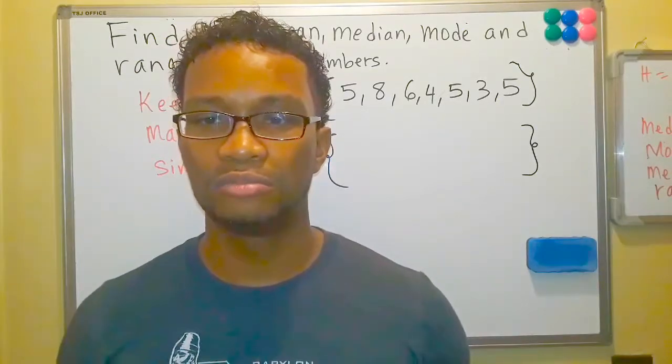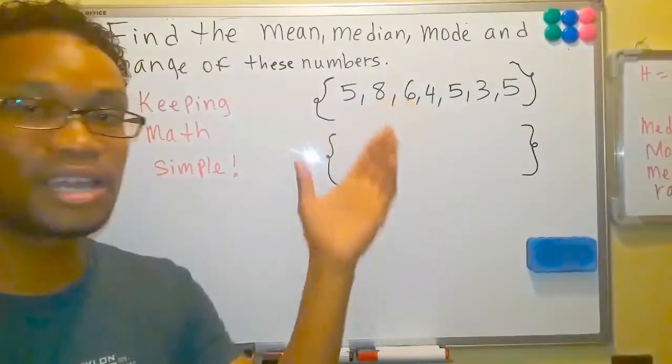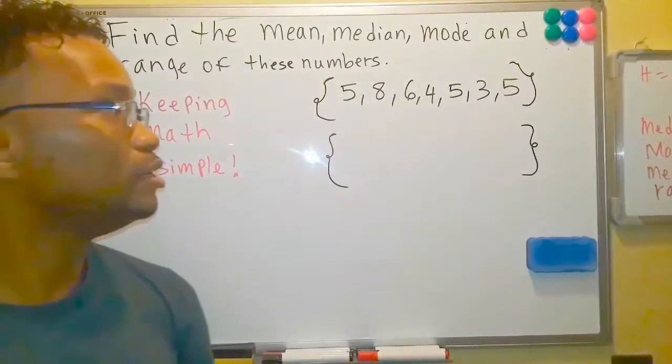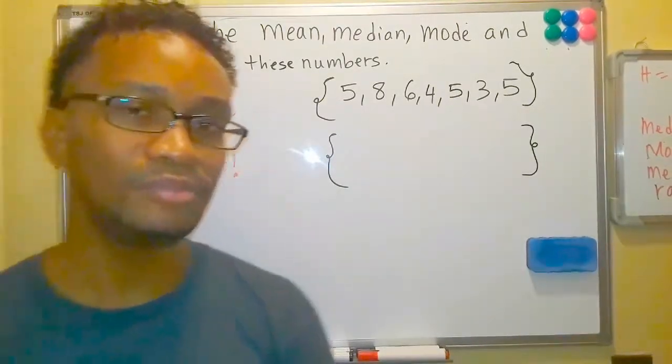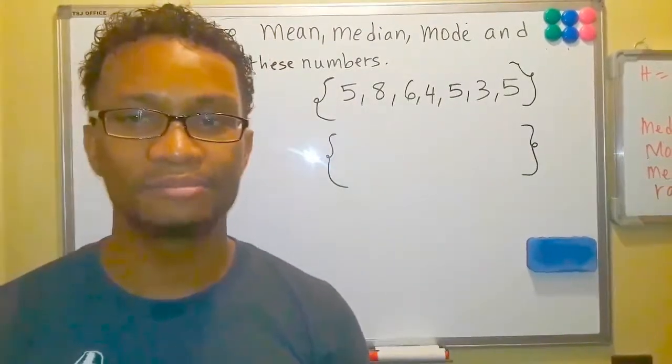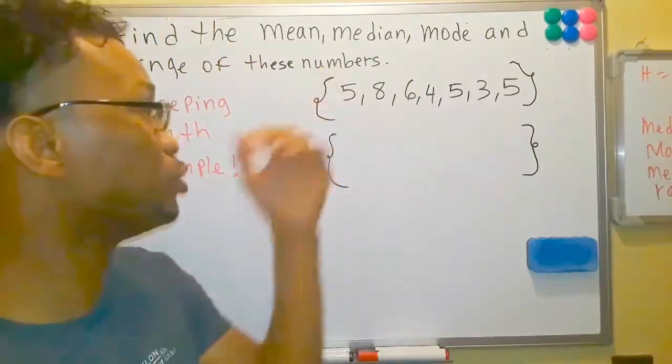Okay? So let's begin. So this is a row of numbers that was given to me online. And I found it interesting to use. So we're going to do it step by step.